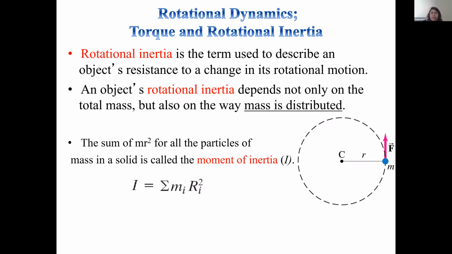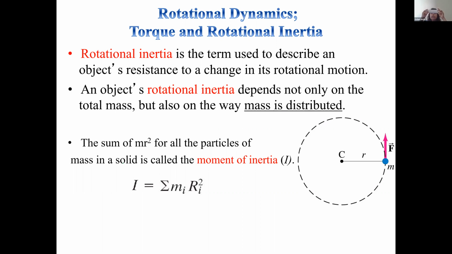Okay, so now let's move on to the mass distribution of an object. You remember that in Newton's laws, force equals mass times acceleration. There we consider a point mass that has just a mass. But with rotational motion, how the mass is distributed in the object is important.